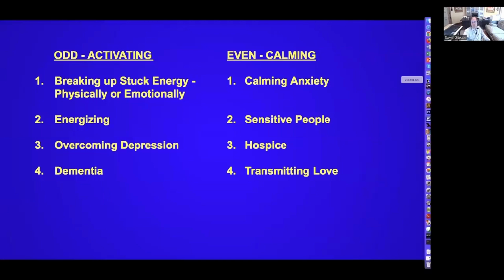Now, I did a song called Unconditional Love, and of course, I'm using mostly even harmonics. Although it's interesting, what I did in this song is I went from more even harmonics to a little more activation right at the peak, and then at the end went back to more even. It's still all even, but I got a little activating in the middle.